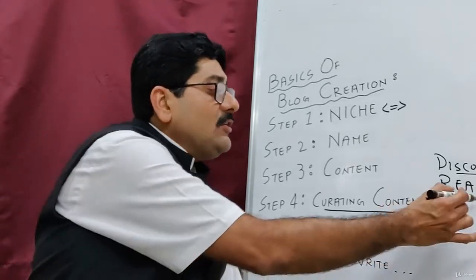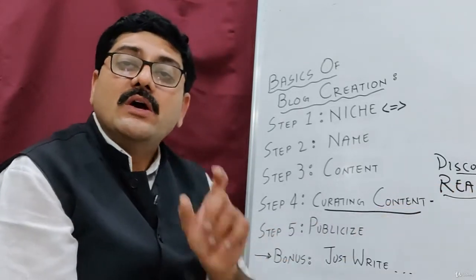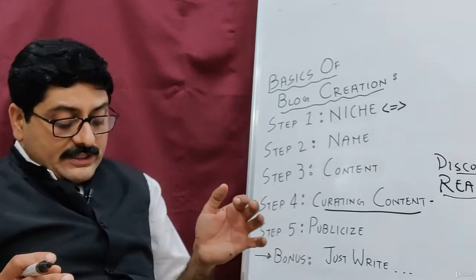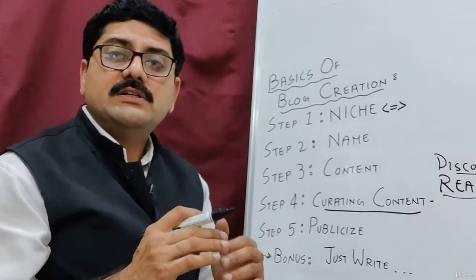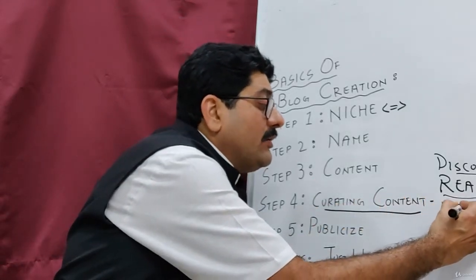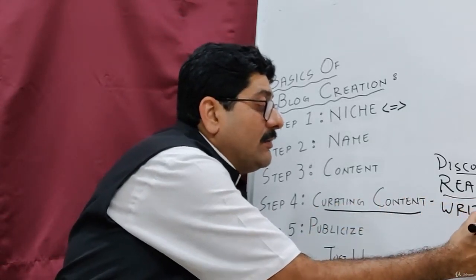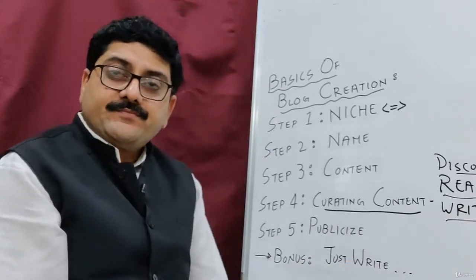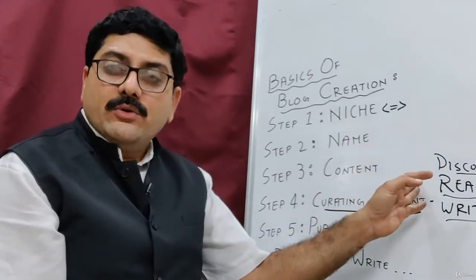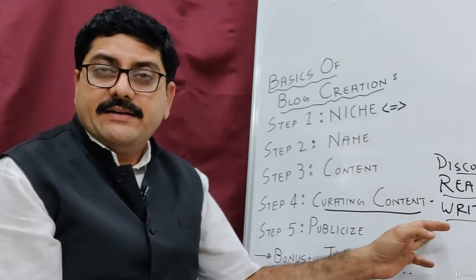Second thing you are going to do is read that article, fine, and find out the correlation of your thoughts with the thoughts being shared in it. And the third thing you are going to do is write it down, right? So first you are going to discover the content. Second, you are going to read the content. Third, you are going to write the content.